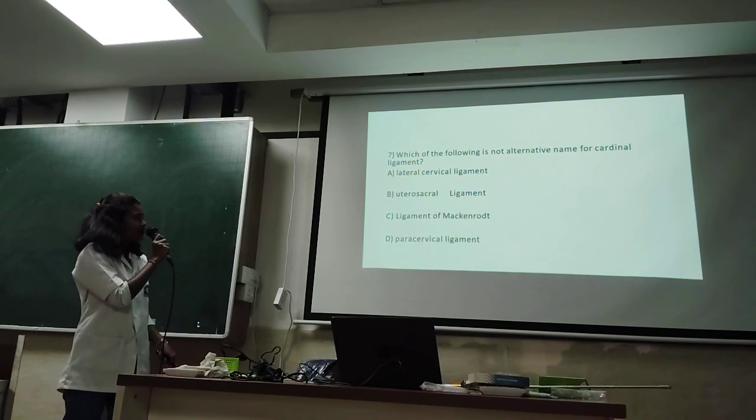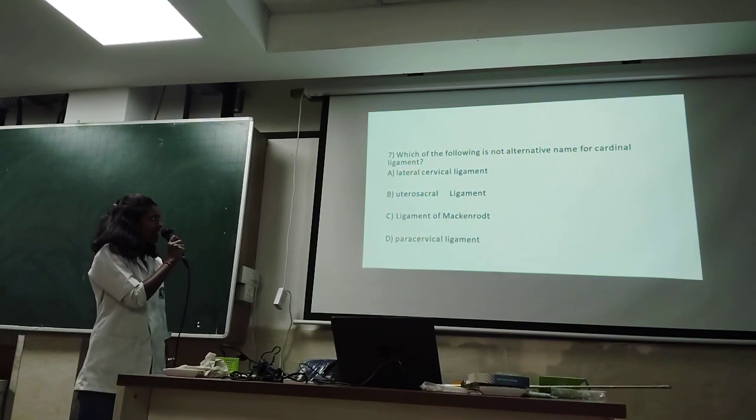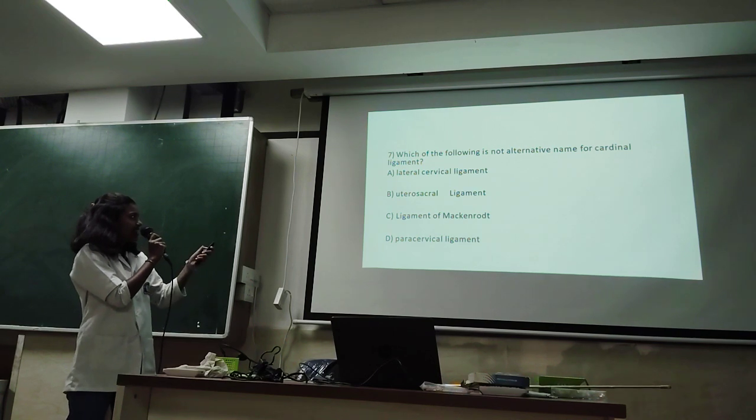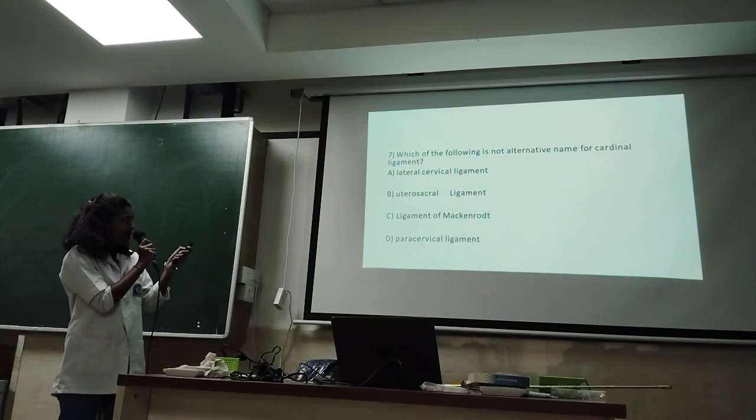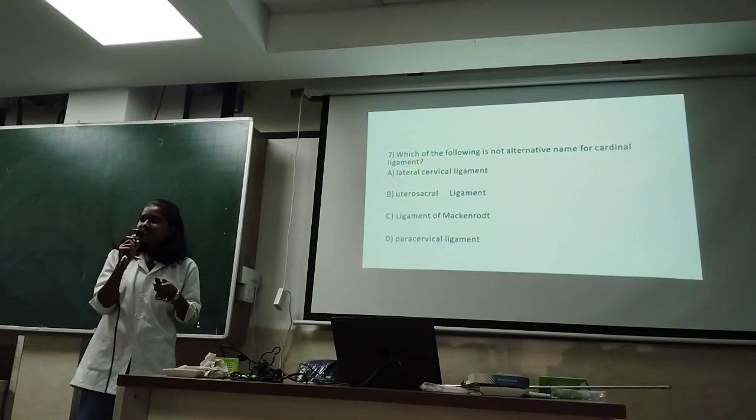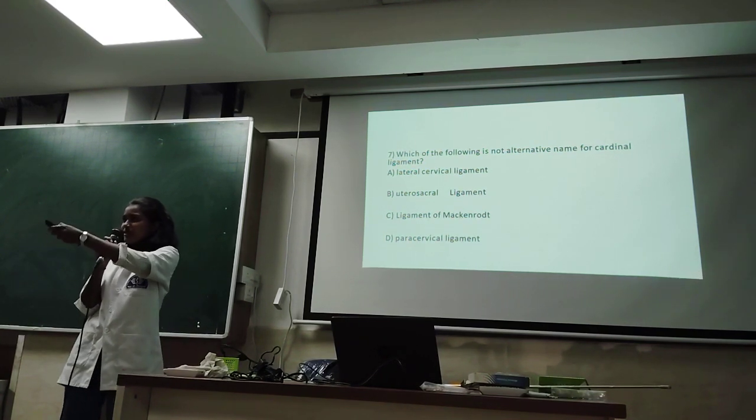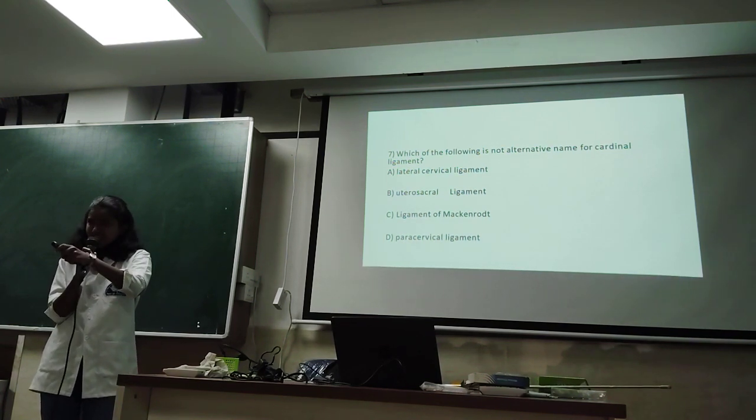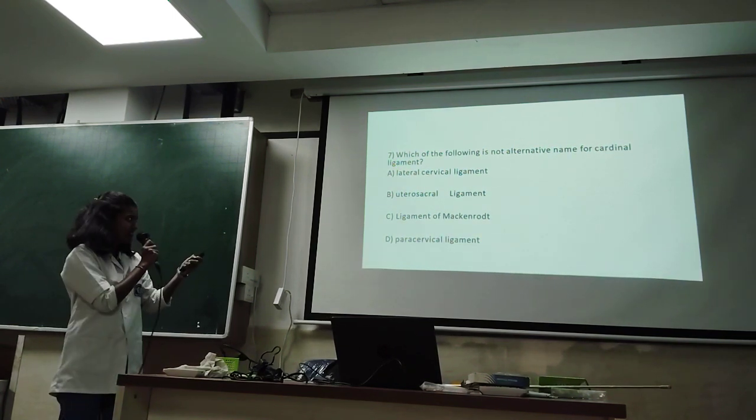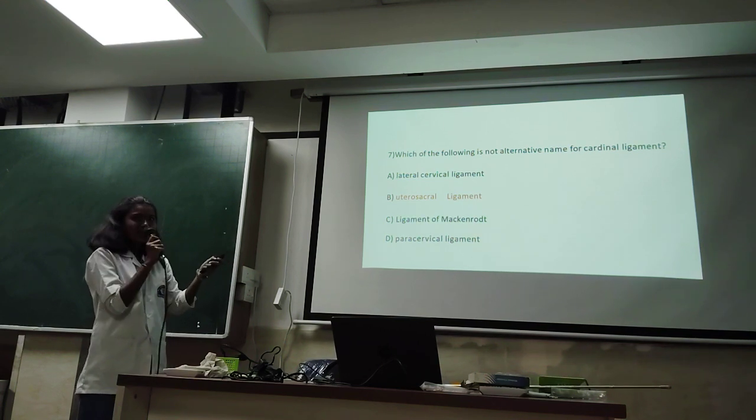So next, which of the following is not an alternative name for the cardinal ligament? A, lateral cervical ligament; B, uterosacral ligament; C, ligament of Mackenrodt; and D, paracervical ligament. Guys, this from this side. Okay, B from B. Okay, you are right. This is B.